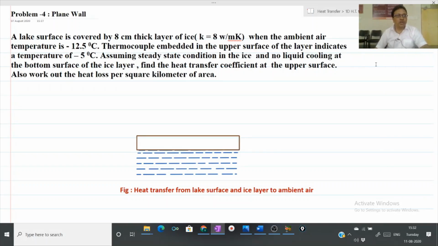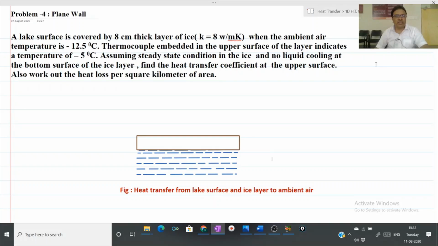Problem 4 on plane wall. A lake surface is covered by an 8 cm thick layer of ice having thermal conductivity 8 watt per meter Kelvin, when the ambient air temperature is minus 12.5 degrees Celsius. The thermocouple embedded in the upper surface of the layer indicates a temperature of minus 5 degrees Celsius.